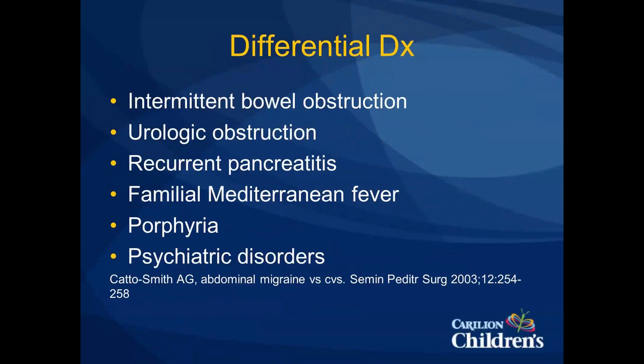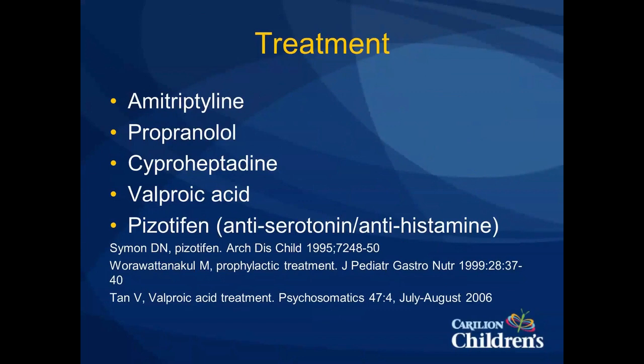The treatment is low-dose amitriptyline, which we usually use for functional disorders, between 10 and 25 milligrams. It's usually 1 milligram per kilogram per day at night. Propranolol helps, cyproheptadine as well, and valproic acid. Valproic acid was used in this particular patient that I presented in the question.